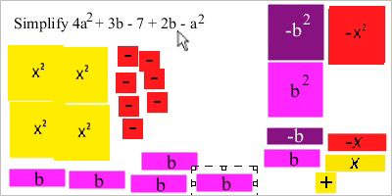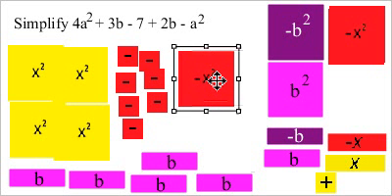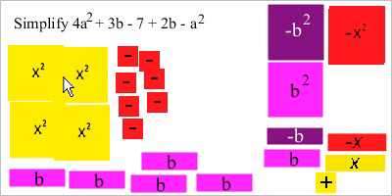And we need 1 negative a squared. So that means we need 1 of these. Now we can put our like tiles together. The only ones that we have that are like are this one and these ones. If we have 1 negative a squared and 1 positive a squared, we know that those will cancel each other out so that we have a zero pair. So we can eliminate those two tiles.